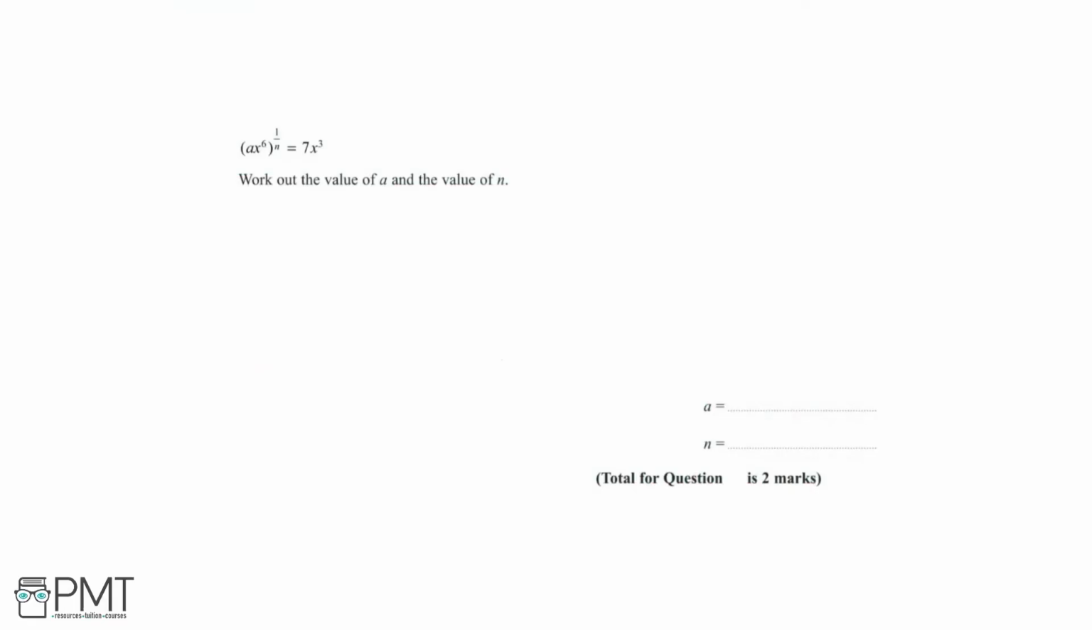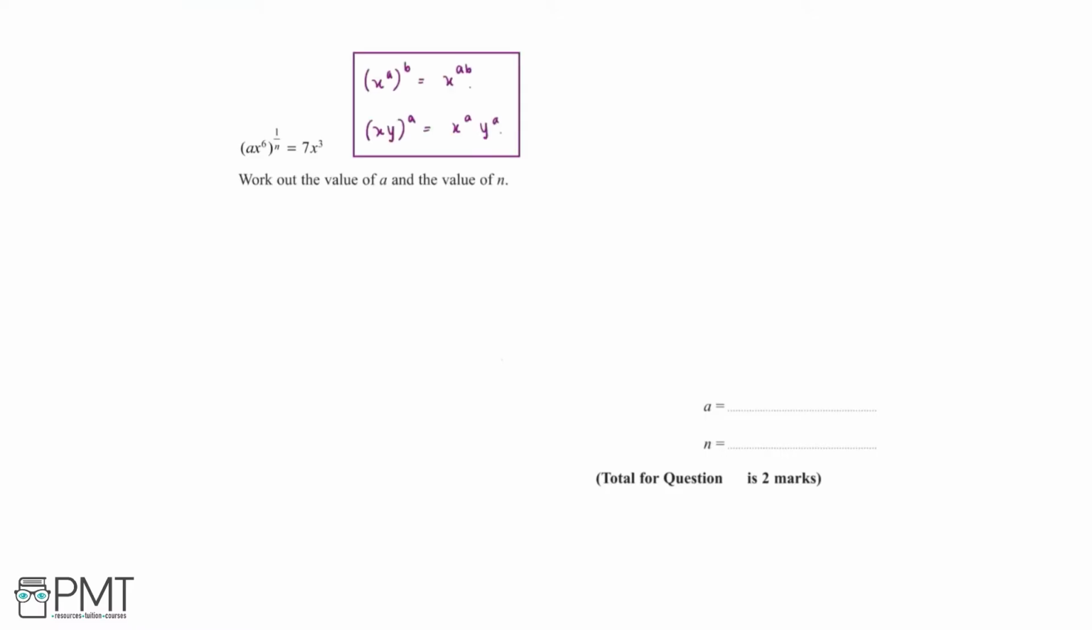In this question, we're told that ax to the power of 6, all to the power of 1 over n, is equal to 7x cubed. We need to work out the value of a and the value of n. Now to answer this question, we're going to use 2 very important index laws.